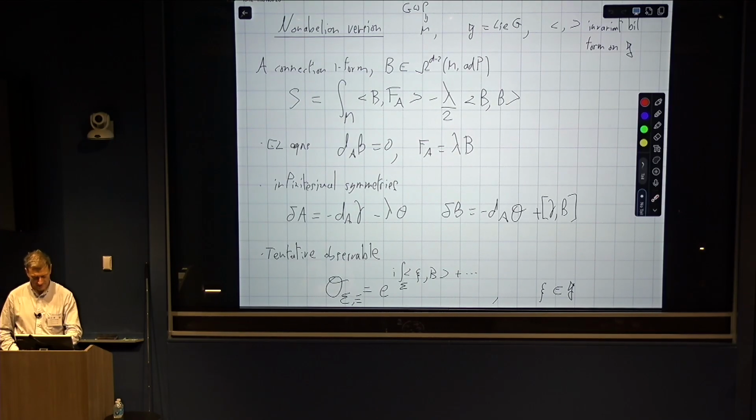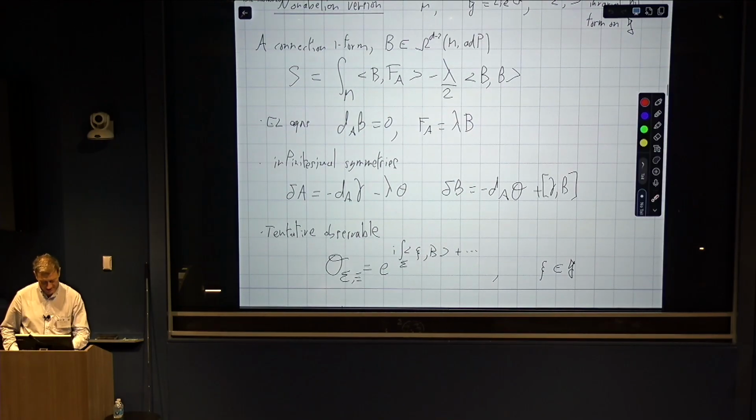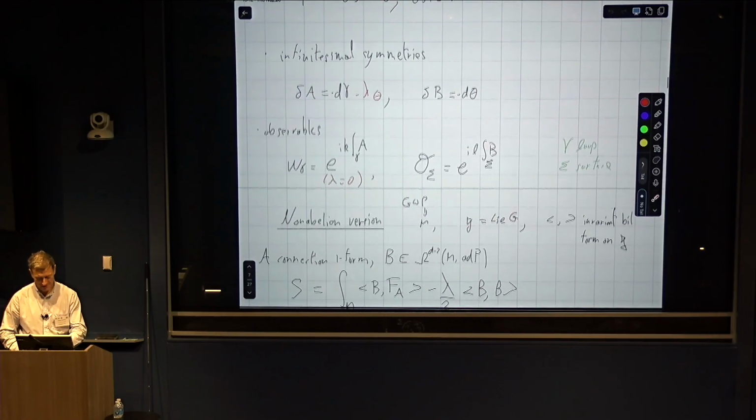And now here I have the full infinitesimal nonabelian symmetries. So again, gamma generates the gauge transformation, as usual. And then we can change B by the covariant derivative of some one-form. By the Bianchi identity, this disappears. And if lambda is different from 0, this generates some terms here that have to be compensated by a shift in the connection.